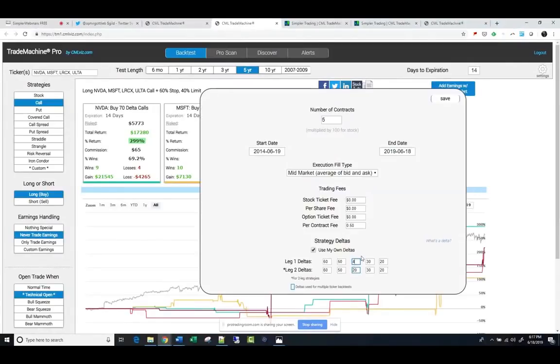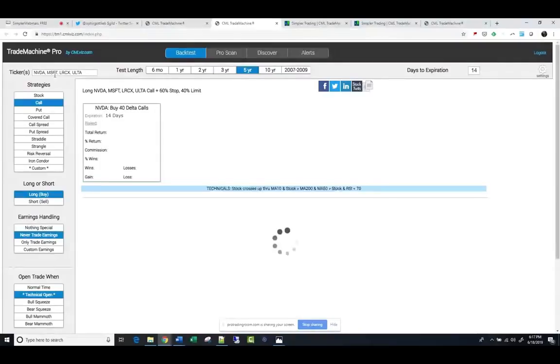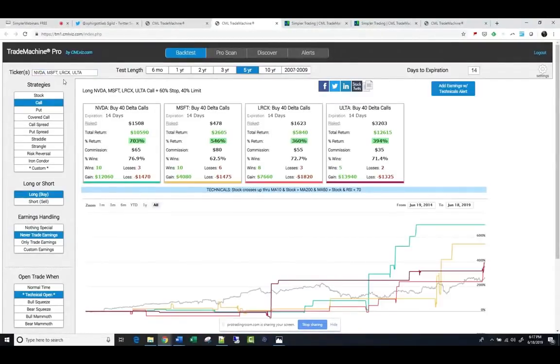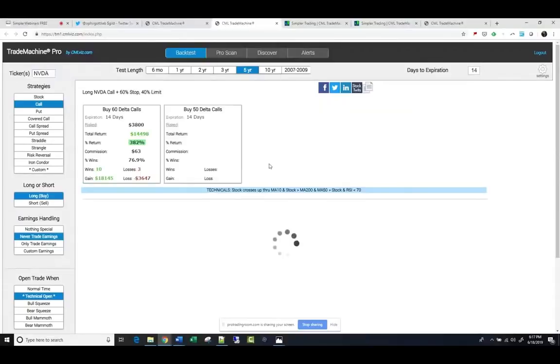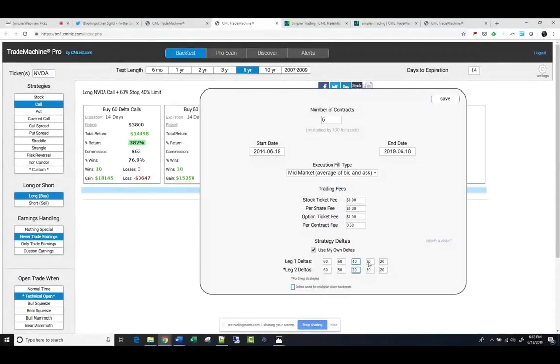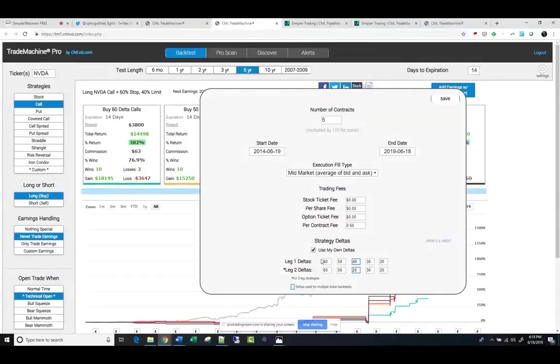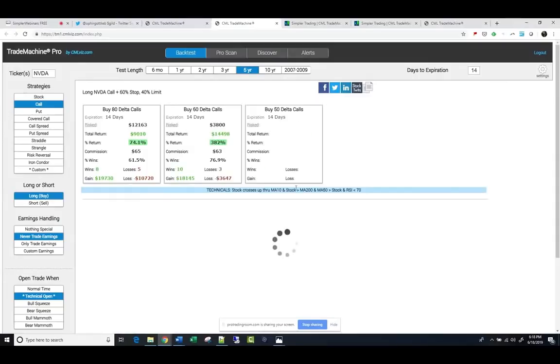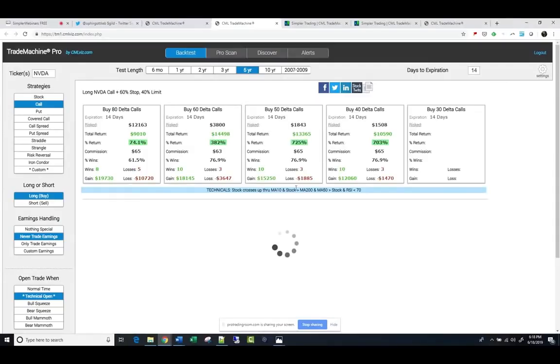But if you don't want to do one delta at a time, then you can go one stock at a time and take out the comma. So I just put NVIDIA and then enter, and it's going to show me all of the deltas that I have set. So I have 60, 50, 40, 30, 20. You guys want to do 80? So it's 80, 60, 50, 40, 30. It doesn't really matter. This is also where you set your commissions, so Trade Machine can calculate your commissions for you. Feel free to trade and test any deltas you like.